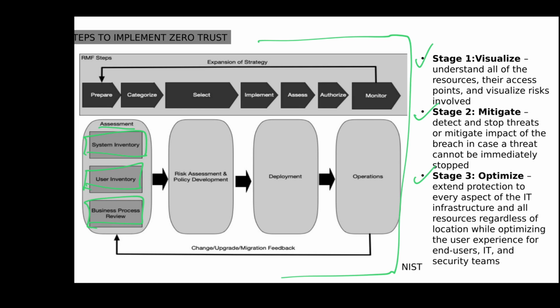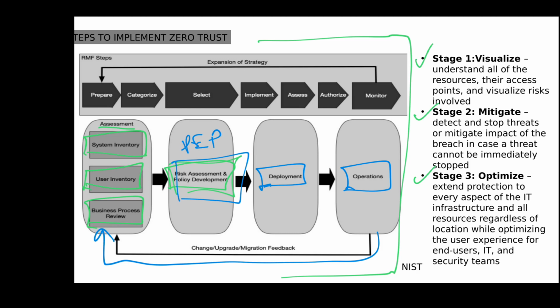And then from there, we look at the risk assessment and policy development. Based on the information from the assessment, we come up with the policies, and these policies have to be implemented on the policy enforcement point and the policy decision point. After the policies have been crafted based on risk assessment, we then deploy. After deploying, we operate, and now we have a zero trust network. So it's a process. In the meantime as we operate, we do the migration feedback, we make changes, we upgrade, we improve our policies and decision policies, we deploy that, and we do it again. So it's an iteration.